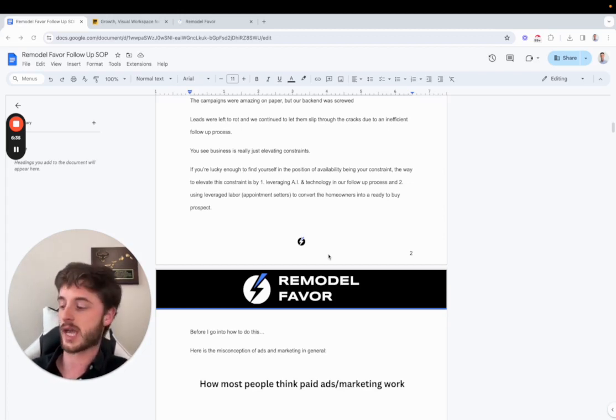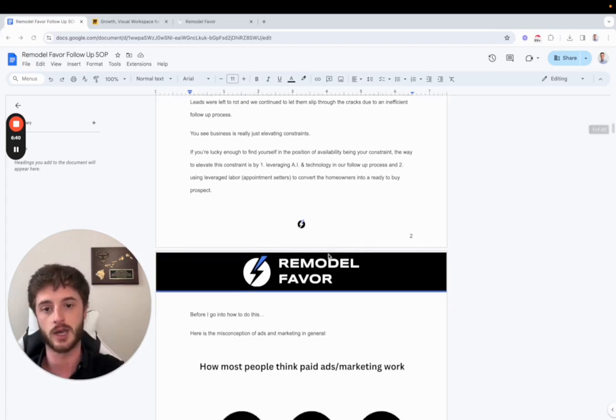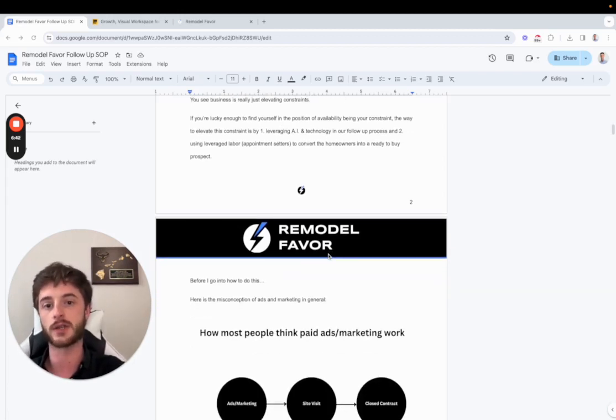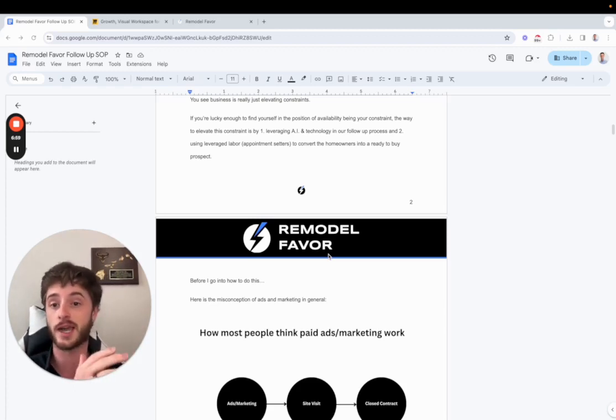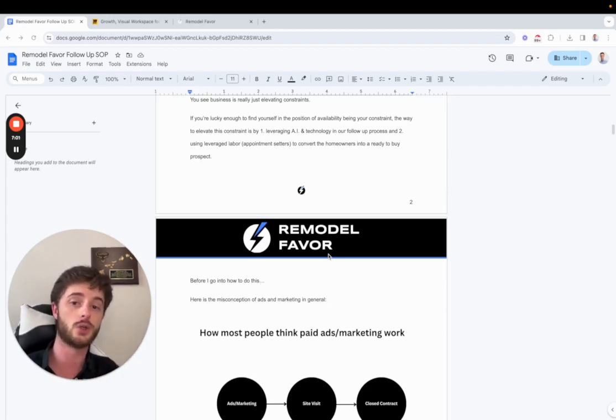And so this is where I figured out that business is really all about elevating constraints. And if you're lucky enough to find yourself in the position of availability being your constraint, the way to elevate this constraint is, one, leveraging AI and technology in our follow-up process, which I'm going to show you which software to use for that, and also the text scripts and templates on what to actually send. And then two, using leveraged labor.